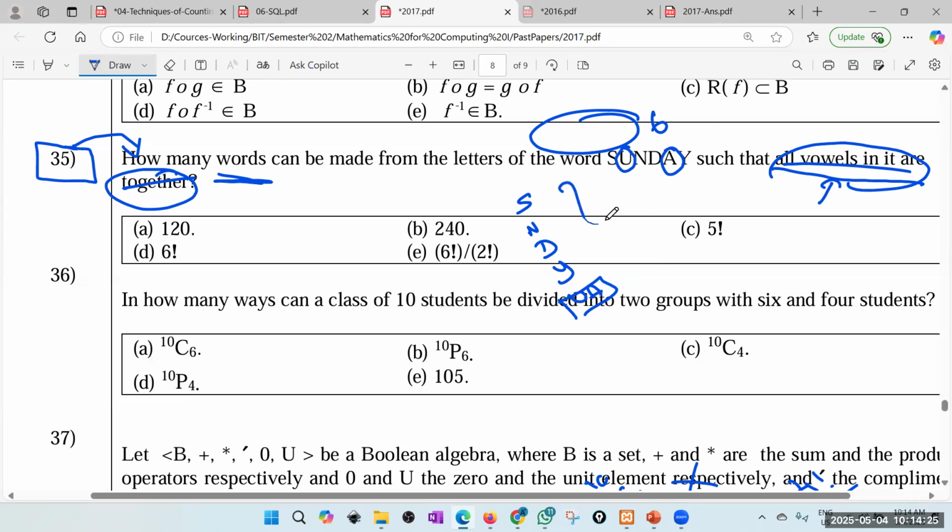So then how many ways can we arrange? Now we have 1, 2, 3, 4, 5 because these two are glued together, right? So out of 5, we need to take all 5 because it's a word. So therefore it is factorial 5. Is that factorial 5 the answer?